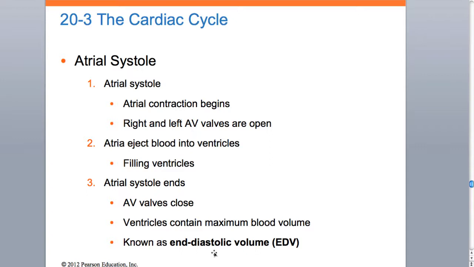If we stop at this very point, like a freeze frame, we have done what? The top has already squeezed. We fill the bottom. The blood that is now in the ventricle is called end diastolic volume. The end diastolic volume is usually around 130 mils. So at rest, the end diastolic volume is about 130 mils. That's important to keep in mind. Next slide.